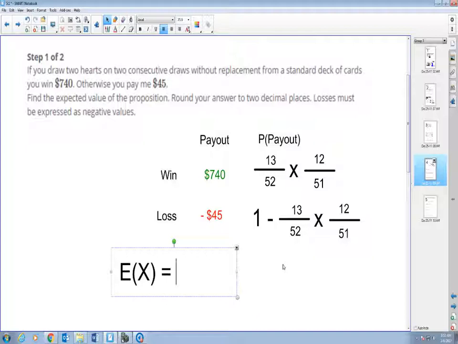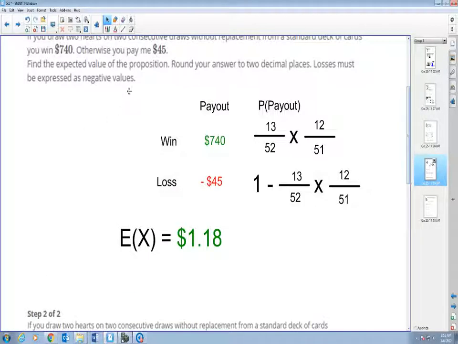So the expected value is 1.18. It's positive because the probability of winning might be small, but the payout is big. So when you take the payout times the chance of winning, this decimal can be bigger than the losing part. So that's how we add them up, and we still end up with a positive value. Alright, let's do another one.